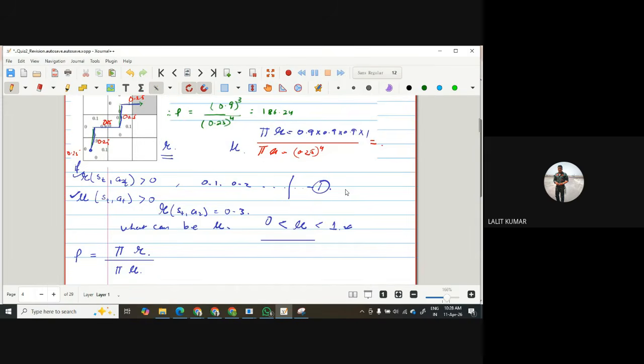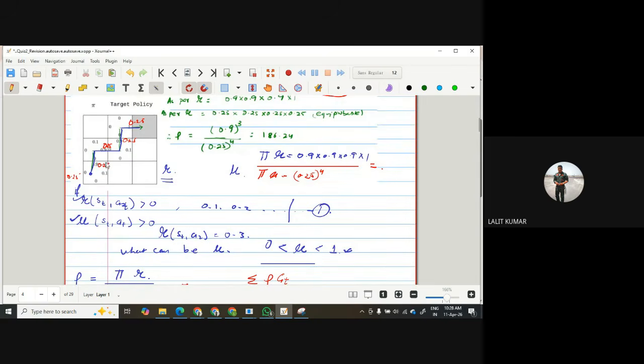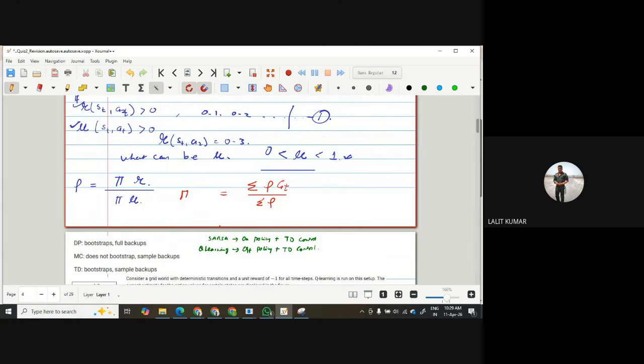Now, when we know this importance sampling ratio, then we can calculate the summation of rho times G_t divided by the summation of rho. For example, we don't know pi. But by comparing the policy for a particular trajectory with the behavior, we can estimate a policy. So this is the formula. So these are all the four major concepts for the importance sampling ratio.